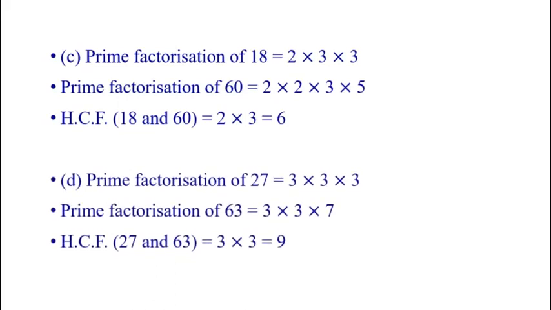Next, SCF of 27 and 63. So prime factorization of 27 is equal to 3 into 3 into 3 and prime factorization of 63 is equal to 3 into 3 into 7. So SCF of 27 and 63, that is the highest common factor, is 3 into 3, which is equal to 9.